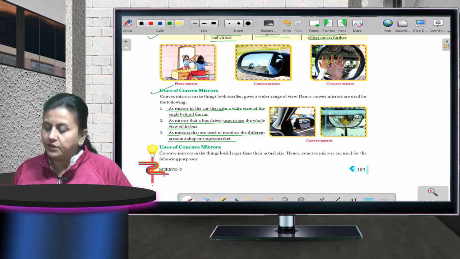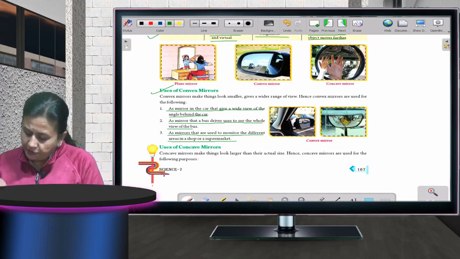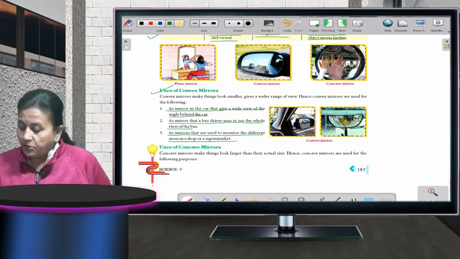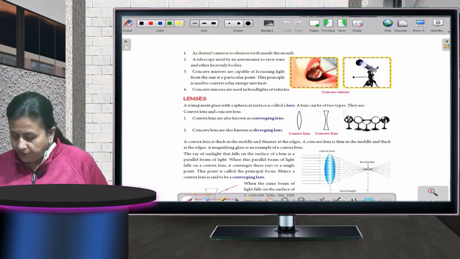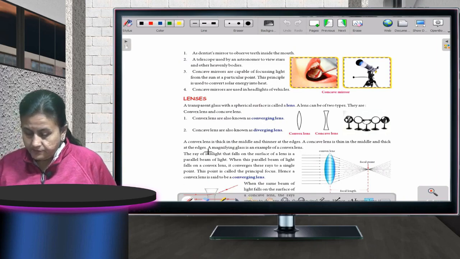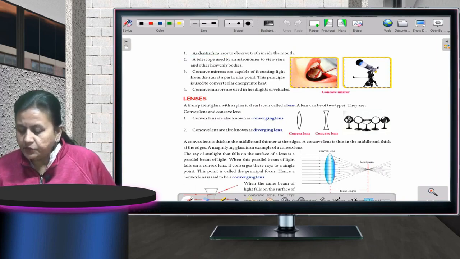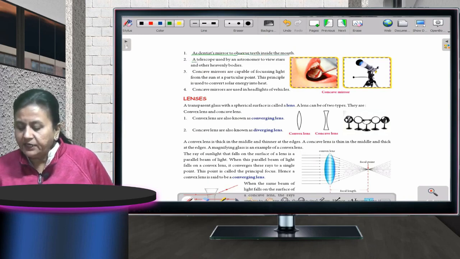Now, uses of concave mirror. I'll be telling you about uses of concave mirror. As dentist mirror to observe teeth inside the mouth. A telescope used by astronomers to view stars and other heavenly bodies. Then they are capable of focusing light from the sun at a particular point. This principle is used to convert solar energy into heat. Concave mirrors are used in headlights of vehicles also.